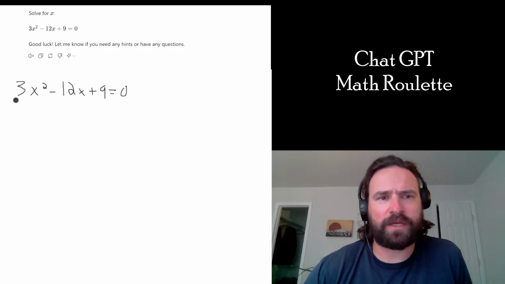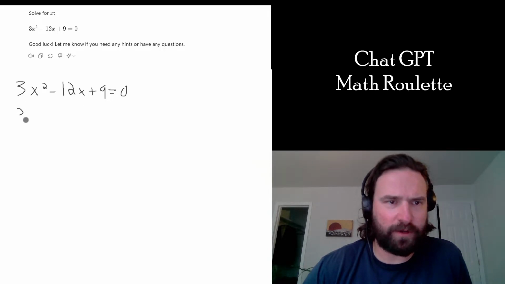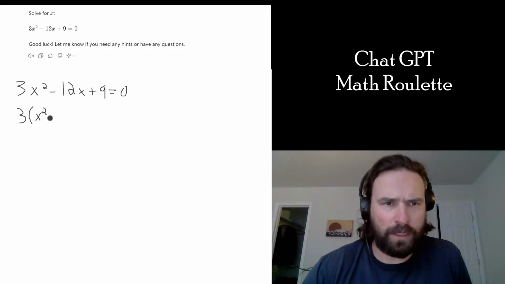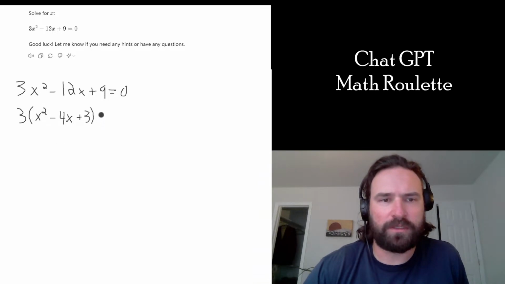The first thing you always want to look at when you're solving an equation like this is if you can factor anything out. And we can. We have a greatest common factor here. Every single term is divisible by 3, so I can take a 3 out front. If I divide every term by 3, I get x squared minus 12 divided by 3, which is 4, x, and then plus 3. All I did was factor out a 3, and that's a really useful tool because now we don't have a number in front of this x squared, which is going to make it much easier to factor.